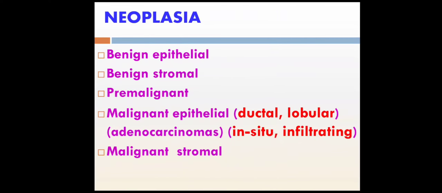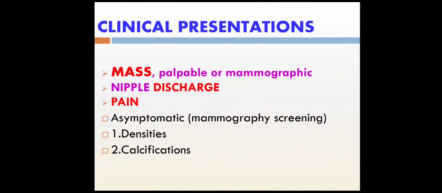Now coming to the neoplastic conditions. As we all know, there are benign conditions, malignant conditions, and the borderline conditions are called pre-malignant conditions. The benign conditions are further divided into epithelial and stromal components. So benign epithelial diseases will be there, benign stromal diseases will be there. So how exactly do they present?